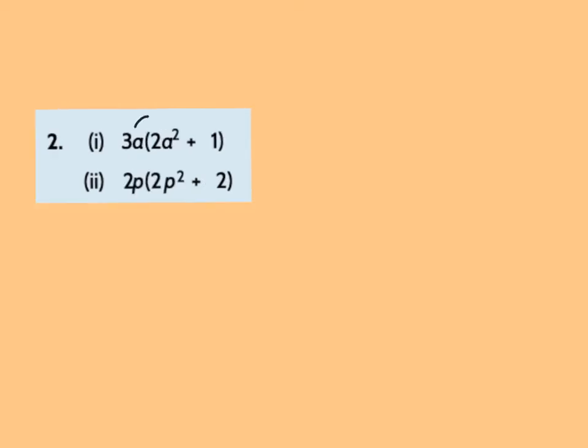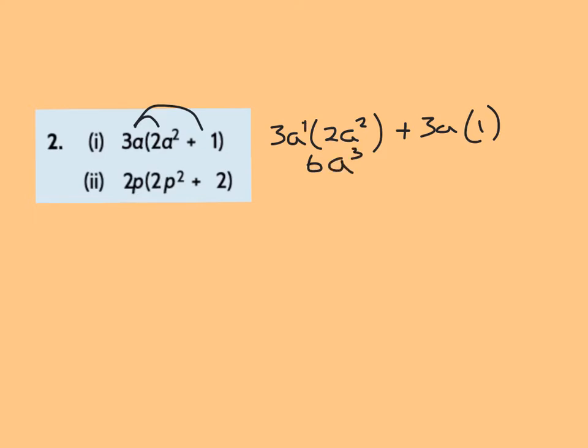For our next question we had 3a by 2a squared and 3a by plus 1. So 3 by 2 gives me 6, so multiply the numbers first. a by a squared, well that's a to the power of 1 that we know, so that becomes a to the power of 3. Plus 3a by 1 is 3a. So just remember we can't do anything with that because we have a 3a and a 6a cubed and they're two different things.